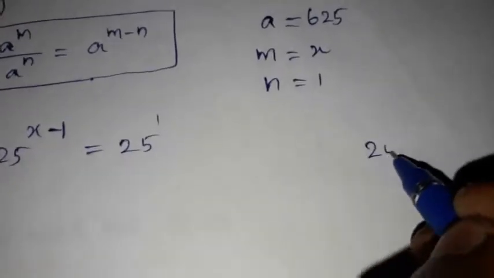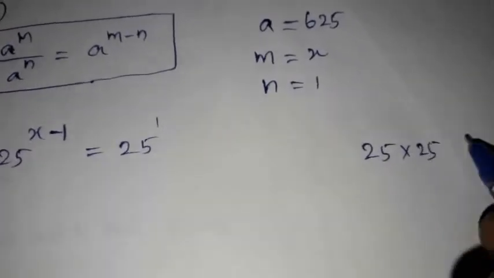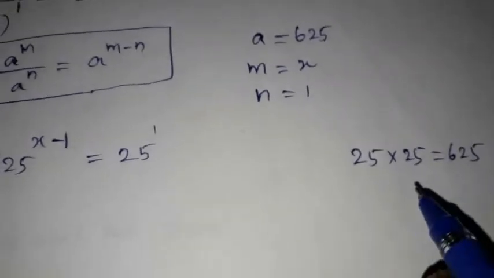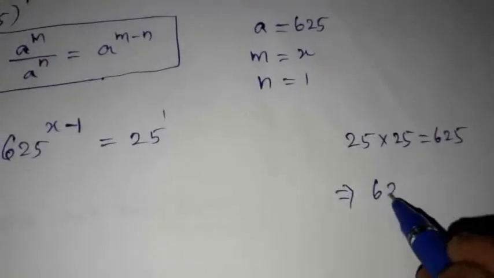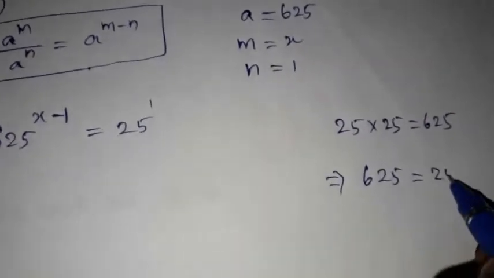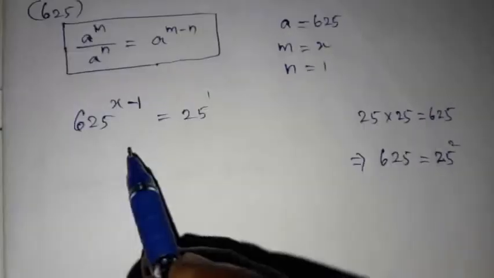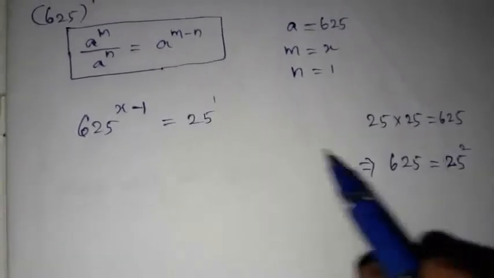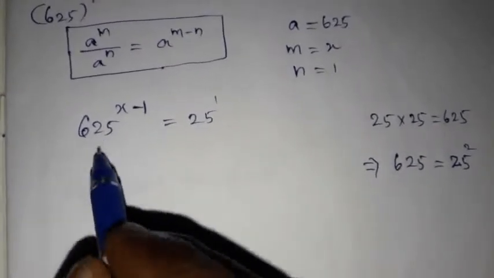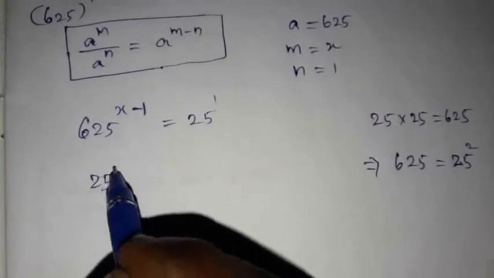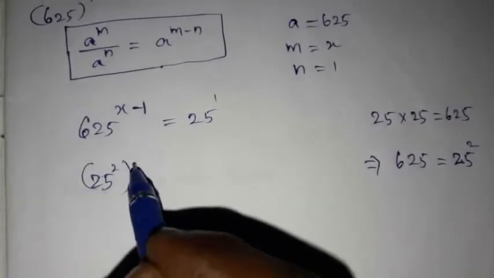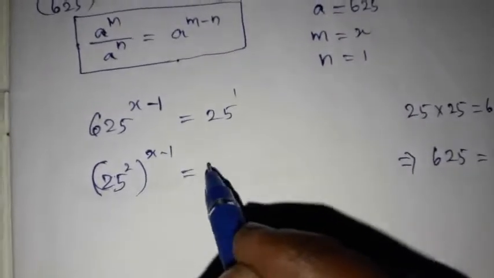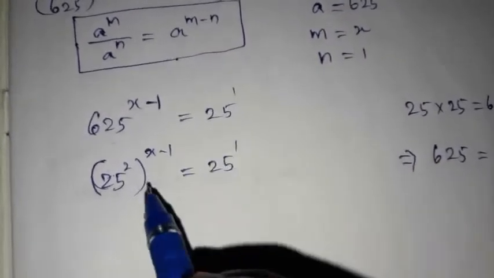We know 25 into 25 equal to 625. By using this, therefore 625 equal to 25 square. We may write 25 square instead of 625. So it can be written as 25 square. There is a power x minus 1 equal to 25 power 1.